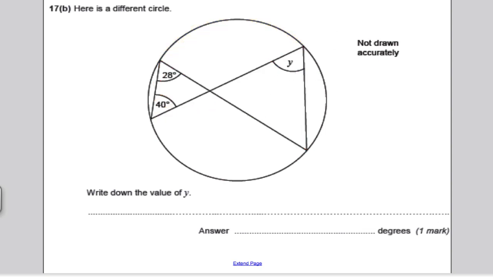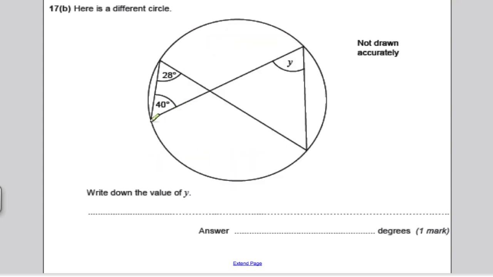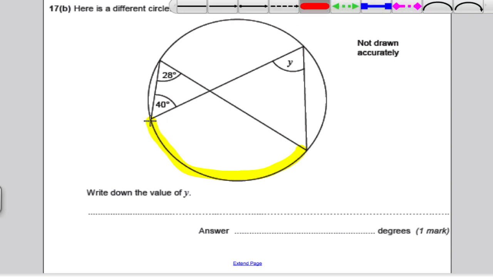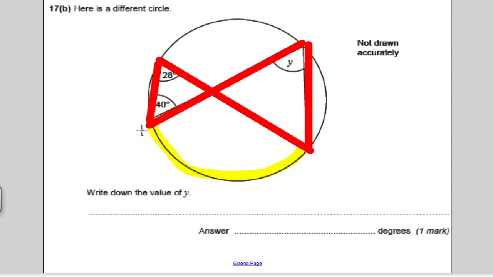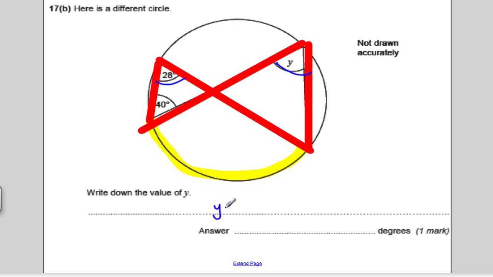So I'm going to draw in another arc, and I'm going to instead draw this as my arc here. Remember, angles from the same arc are equal. So from that arc there's an angle coming out, and here's another angle coming out from the same arc. So this angle and this angle are the same, so y is equal to 28 degrees, and the reason is: angles coming from the same arc at circumference are equal. Okay, next question, pause the video, have a go, mark your work.